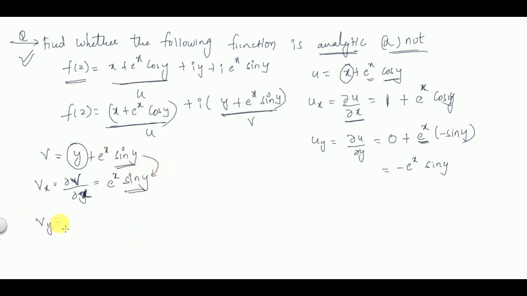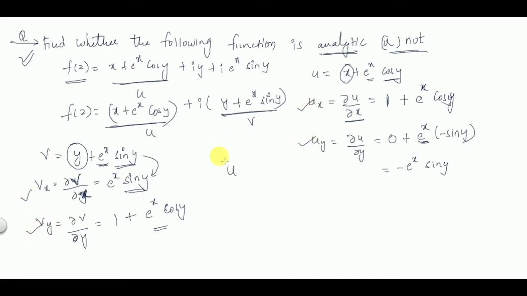So vy is dou v by dou y. So with respect to y you are doing, so it will be 1 because dou by dou y of y is going to be 1. So all the terms which contain x are constant, so it will be e power x into d by dy of sin y, which is cos y. Okay, differentiation of sin y is cos y, right? So you have found ux, uy, vx and vy.